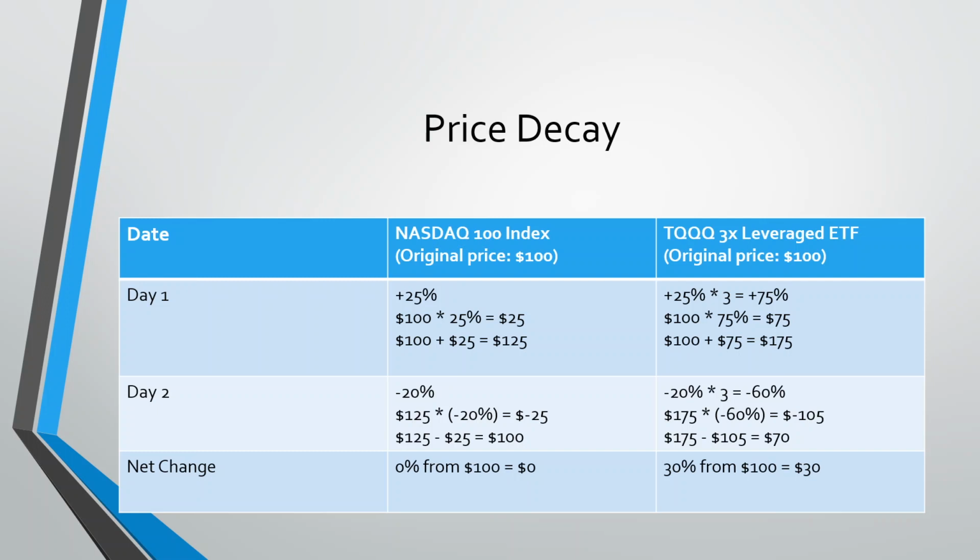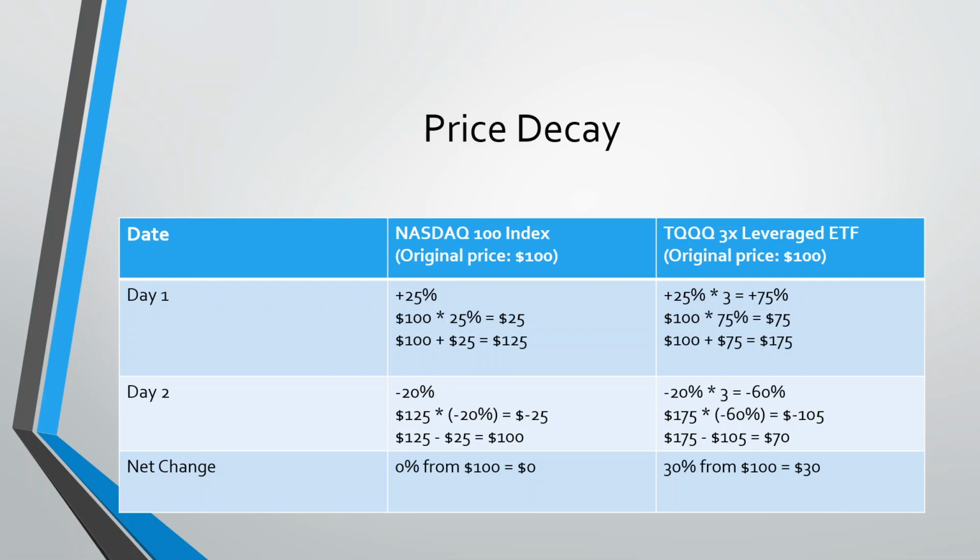So, leverage ETFs. Okay, this is the problem with leverage ETFs. Let's just say, on day one, you can see the Nasdaq 100 index right here. This is what the leverage ETF is going off of. Let's say the Nasdaq 100 index is trading at $100. So that's the original price. And then that day it gains 25% in a crazy day, and boom. Suddenly the index is now sitting at a nice $125. You can see here, $100 times 25%, $25 additional, and 100 plus 25 is $125.